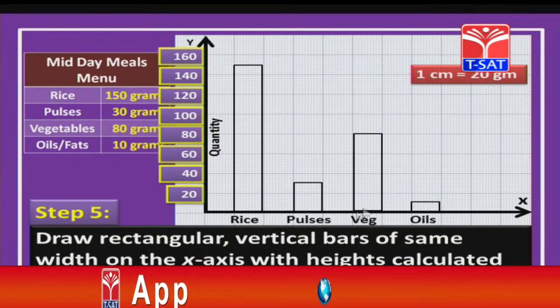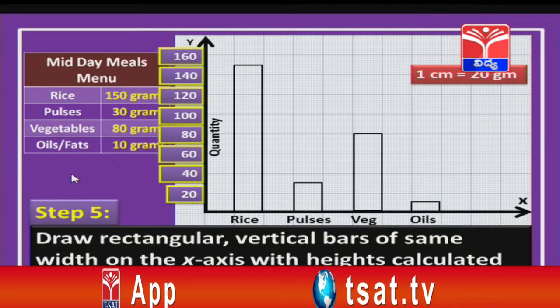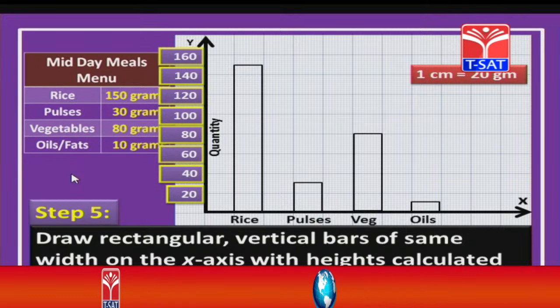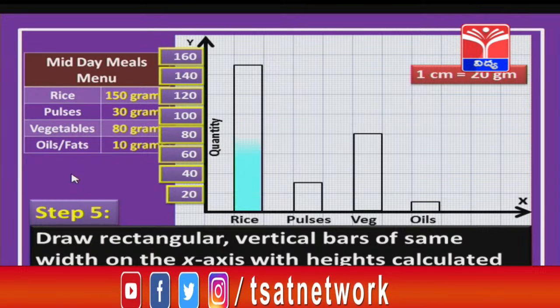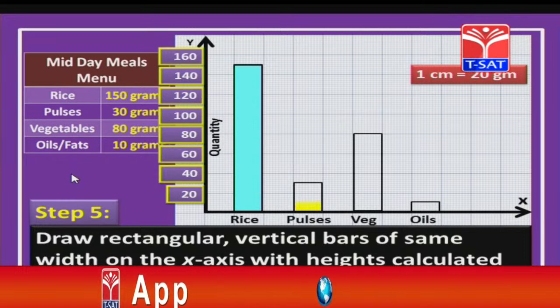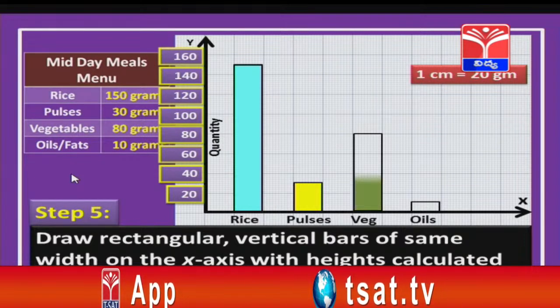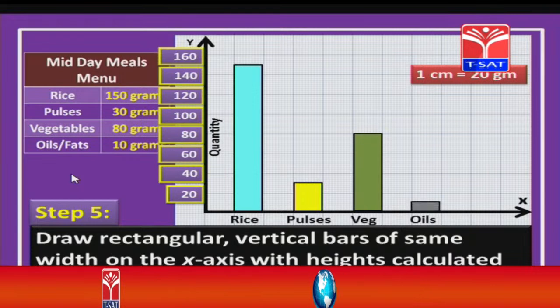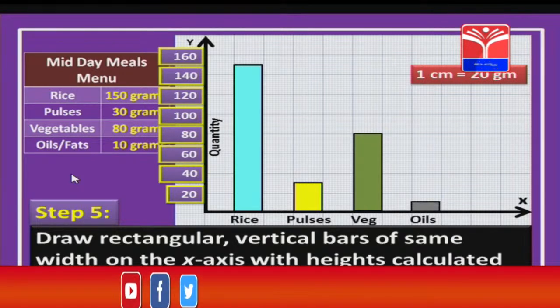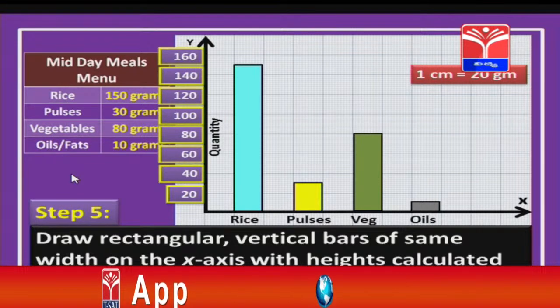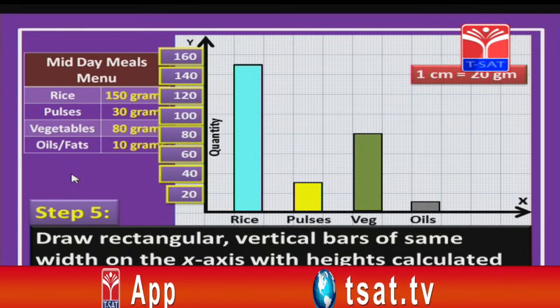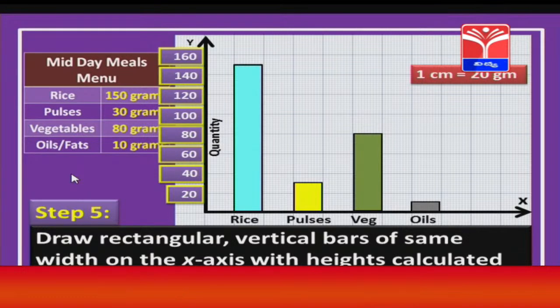But take a look at this graph, children. It is not looking so attractive, right? So, what are we going to do? Yes, we need to fill with some colors so that it looks very attractive. Let us fill with some color. Rice I am filling with blue, pulses with yellow, vegetables green, and oils gray. It is not important that you fill with these colors only, children. Whichever colors you like, you can fill with that. Now, isn't it looking very attractive, children? Of course. So, I want you all to fill with different colors within the bars.